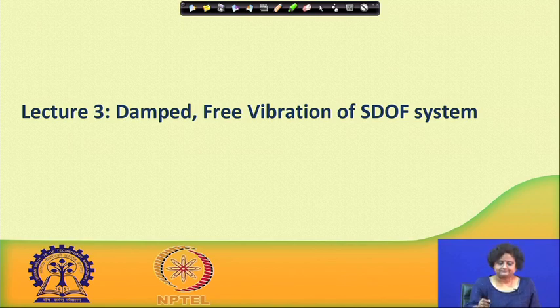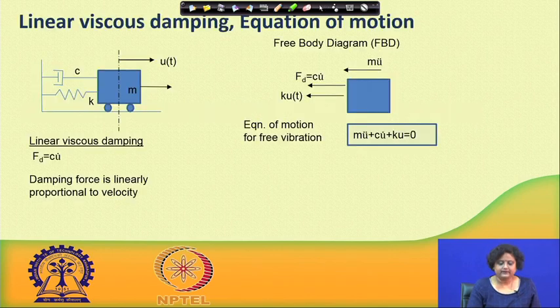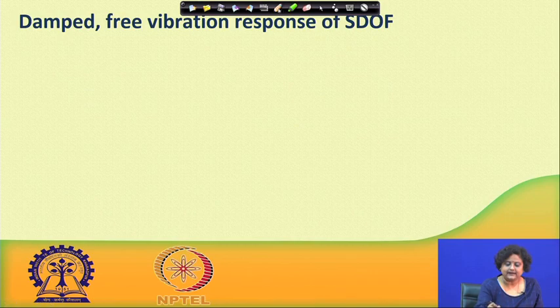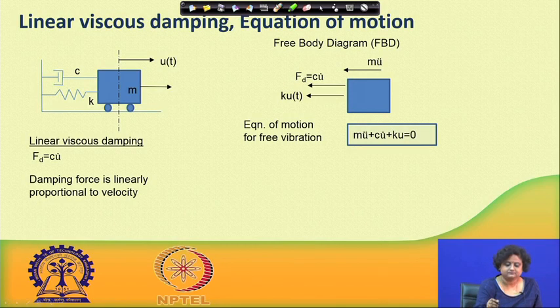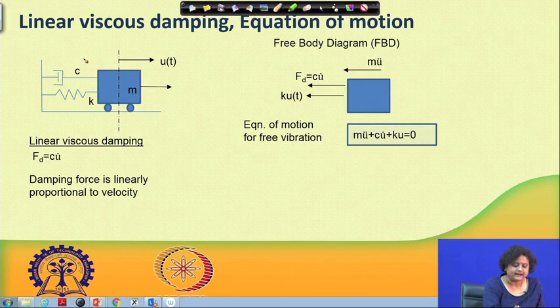So, let us start again with a simple spring mass system, the same system that we have been considering. The only difference is that we add a damper to this system. So, we add a damper C to the system.